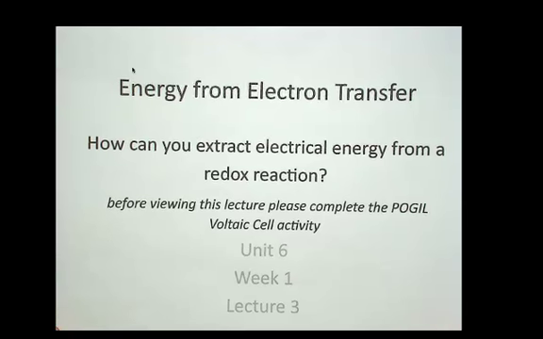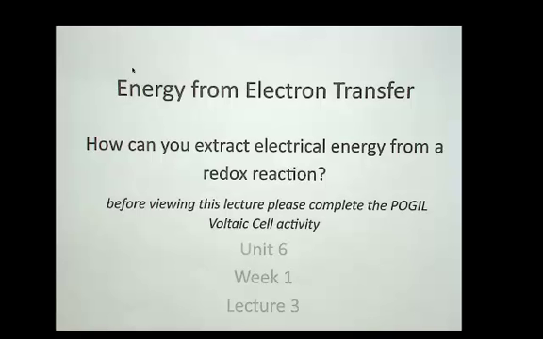This is the beginning of Unit 6, Week 1, Lecture 3. We're still talking about energy from electron transfer. So far you should have come to understand that you can identify oxidation states, oxidation numbers for various atoms in compounds, and from that you can tell whether or not there's electron transfer occurring across a chemical change, and then be able to label redox reactions and right half reactions and whatnot.